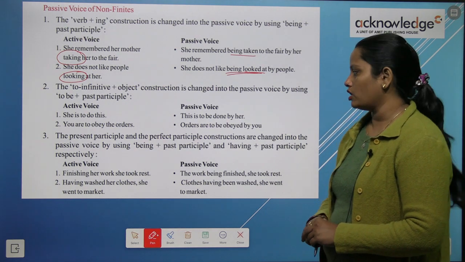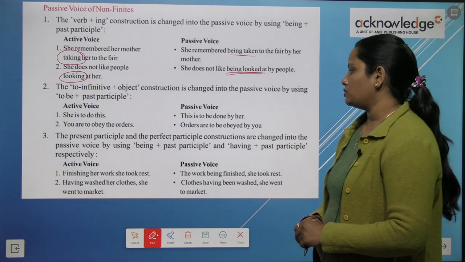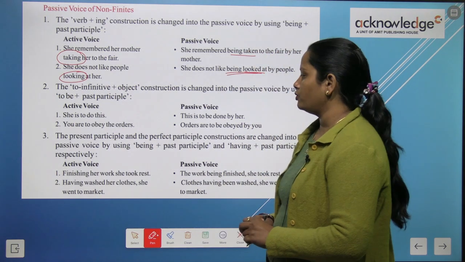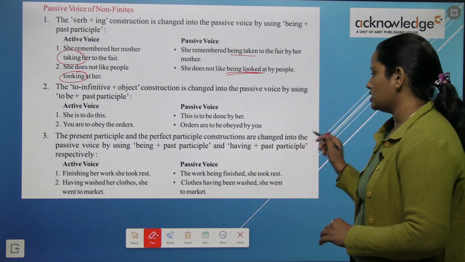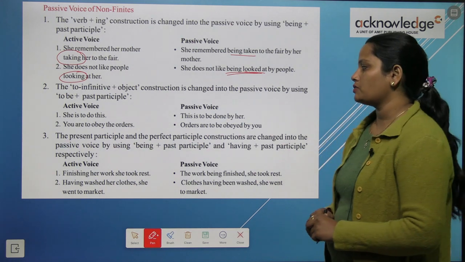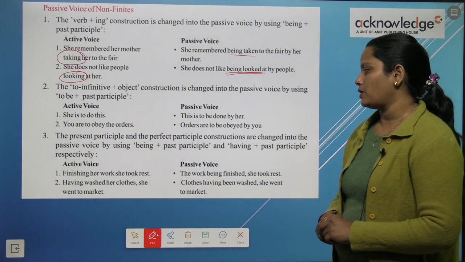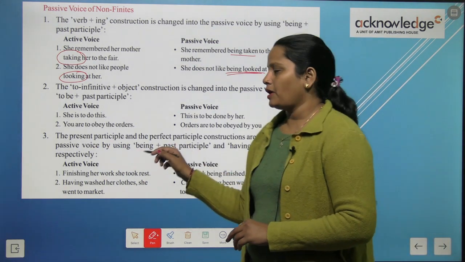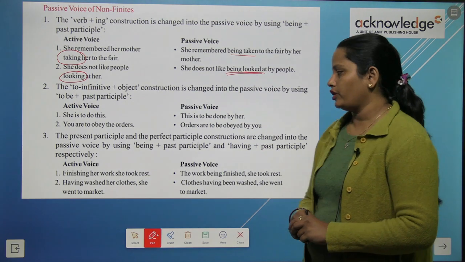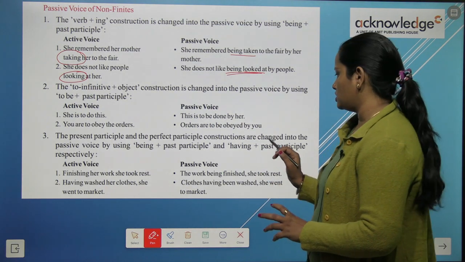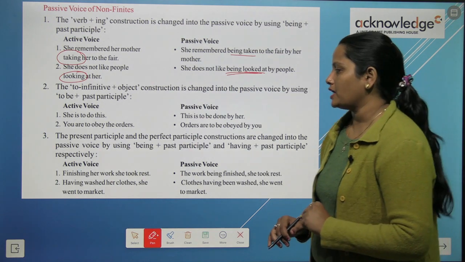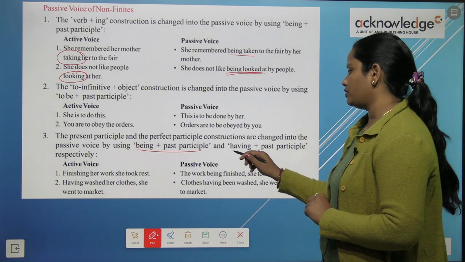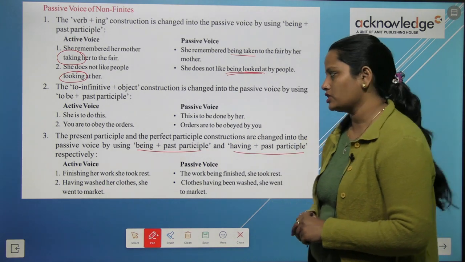You are to obey the orders. Orders are to be obeyed by you. Now the third point is the present participle and the perfect participle constructions are changed into the passive voice by using being plus past participle and having plus past participle. So present participle and perfect participle का जो construction है उसे change करना है हमें. जब हमें passive में change करना तो हम क्या use करते हैं, being के साथ past participle form use करते हैं या फिर having के साथ past participle form use करते हैं.